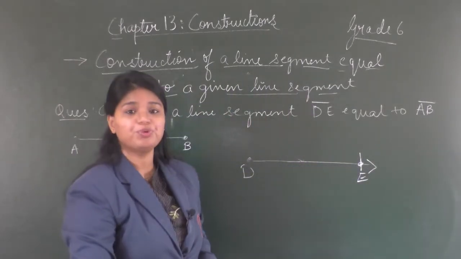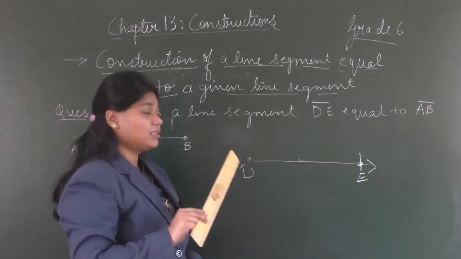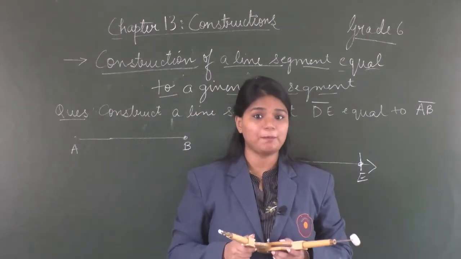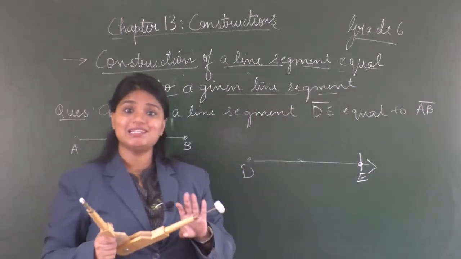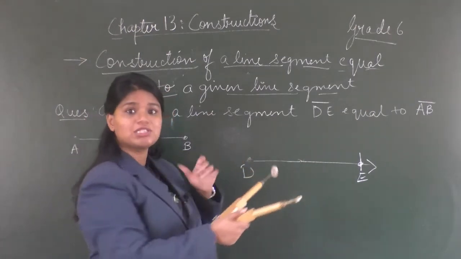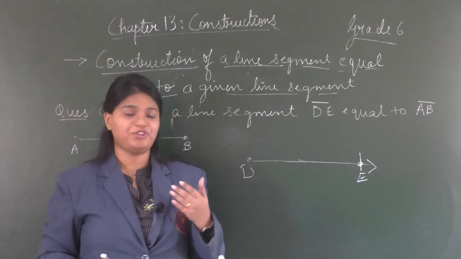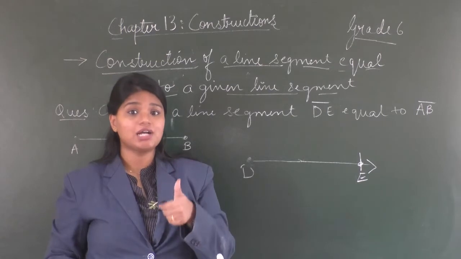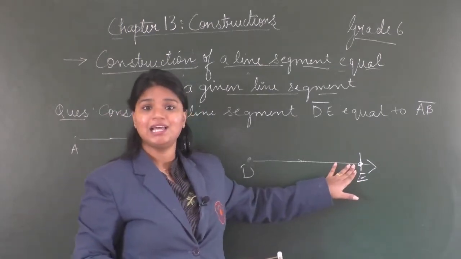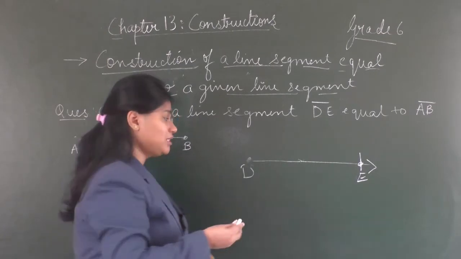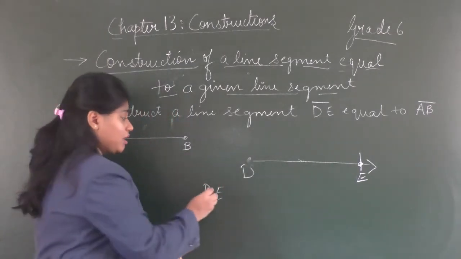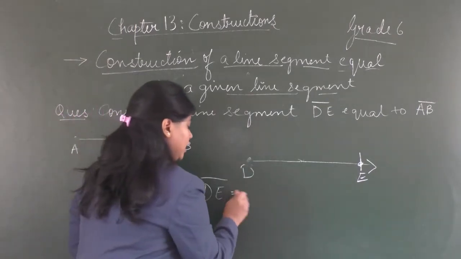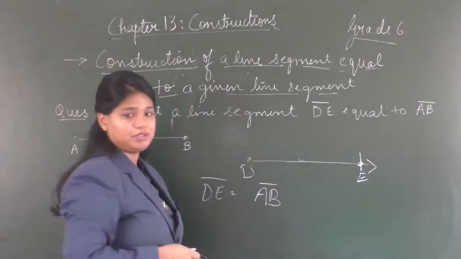So first what you will do, you will draw a ray using your scale or ruler. Next you will measure the provided line segment using a compass. Third step, you will place the needle of the compass on D, the starting point of your ray, and you will mark an arc on this ray, and wherever the arc is cutting this ray you will mark that as E. So here you have got line segment DE, you will mark a bar over it because we are talking about a line segment. So we have got a line segment DE equal to the line segment AB.